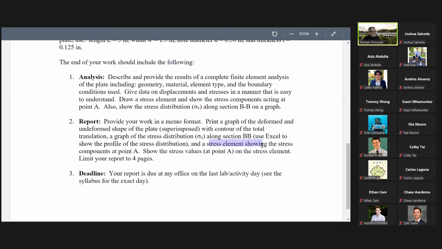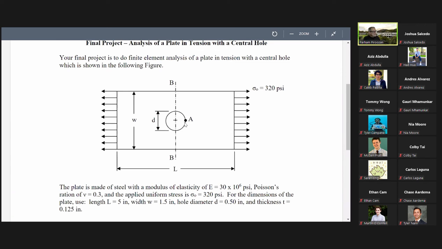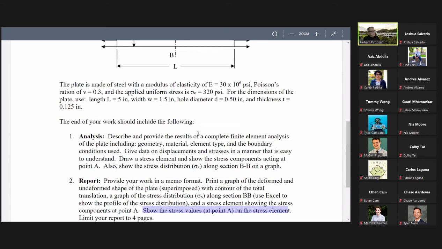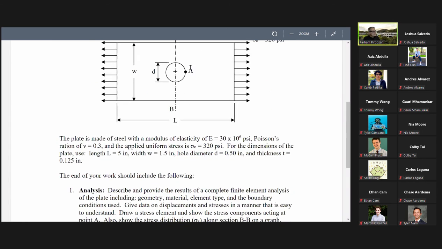And a stress element showing the stress components at point A. This is point A. Draw a stress element and show the stress components acting at this point. We want to see what is going on here. Now, these stresses show the stress values at point A on the stress element. So the stress element that you draw here, show the stresses on the stress element. You can have it in a table, but at the same time, also show them on the stress element. So easily people can look at this stress element and say, this is what is going on.